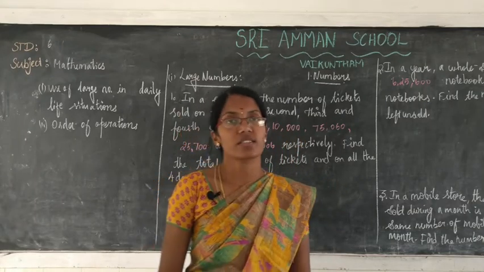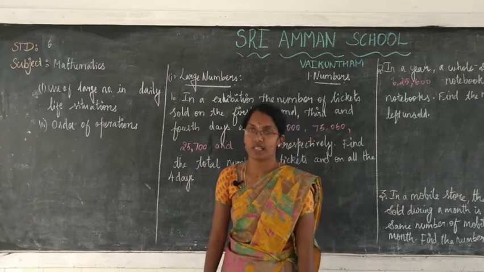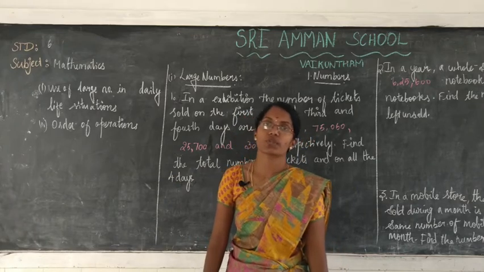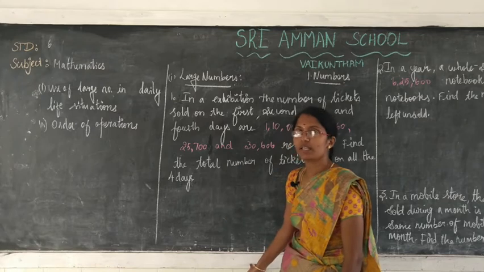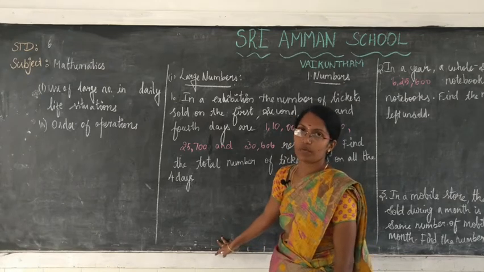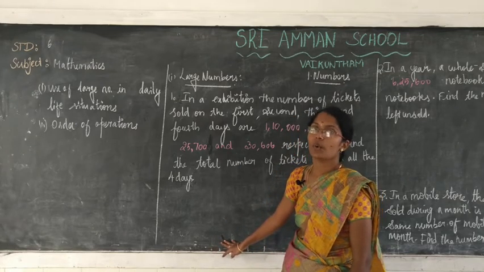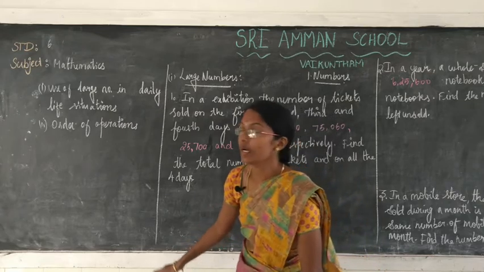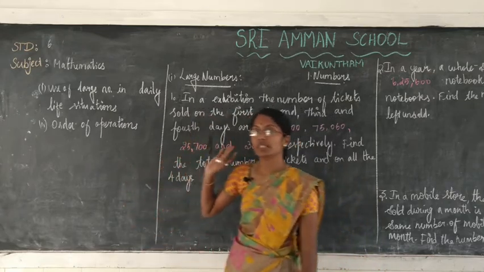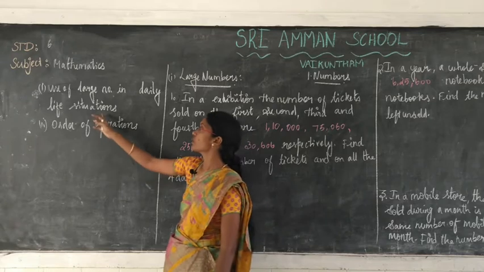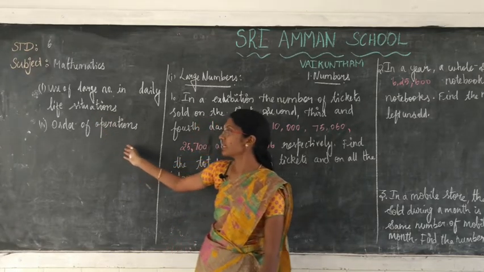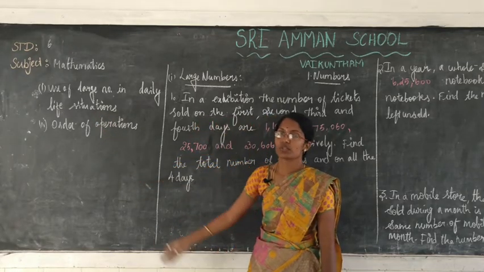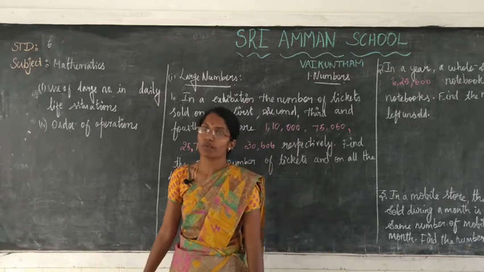So last session we had discussed the chapter algebra. Now we are going to see about numbers. You already know the basic concept of numbers, right? So today we are going to continue with numbers. The topics are use of large numbers in our daily life situations and order of operations. These two topics we are going to see now.